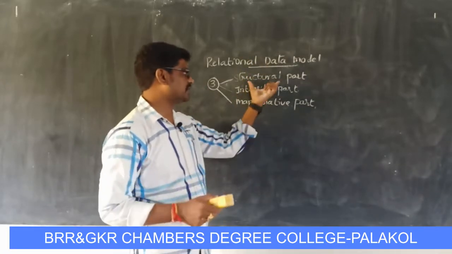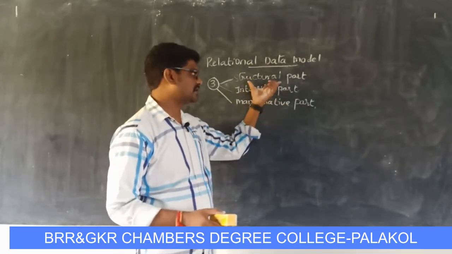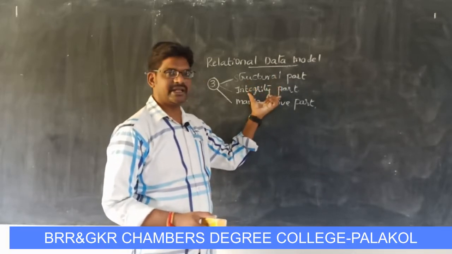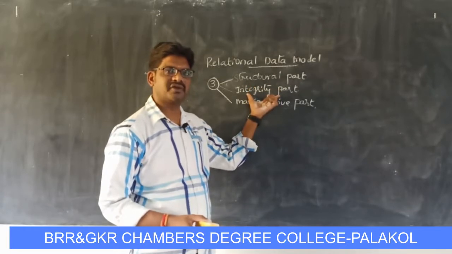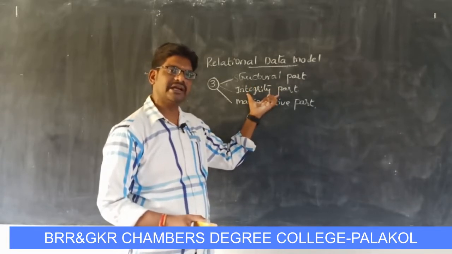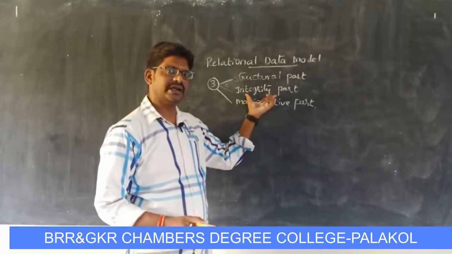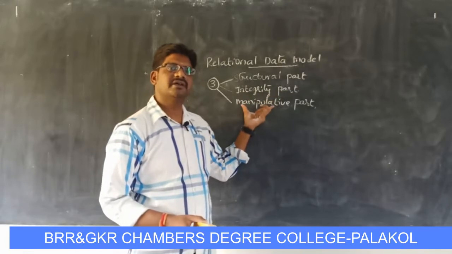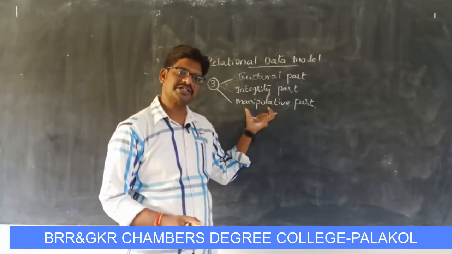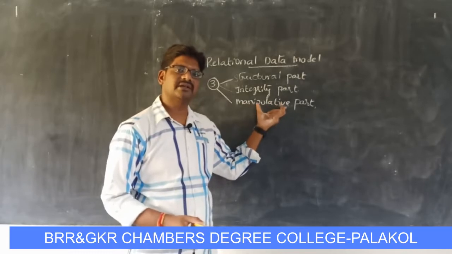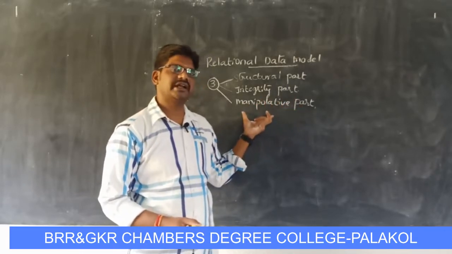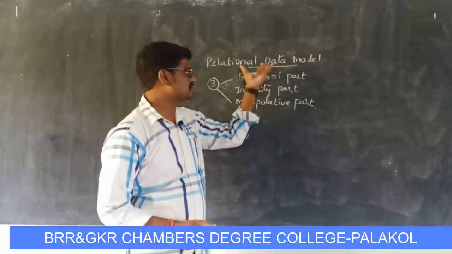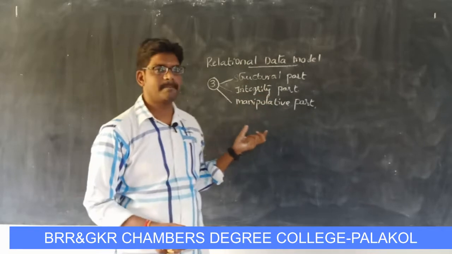One is the structural part, the integrity part, and the manipulative part. The database is a collection of tables, that is the structural part. For the integrity part, with the help of primary key and foreign key we maintain the integrity of data within the database. And the manipulative part: with the help of relational algebra and relational calculus we change and manipulate the data within the relational database. So this is the information about the relational data model.